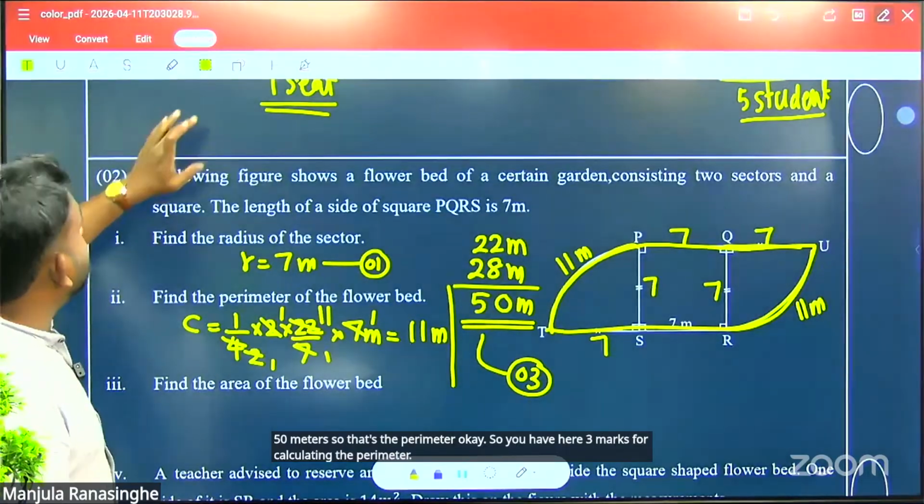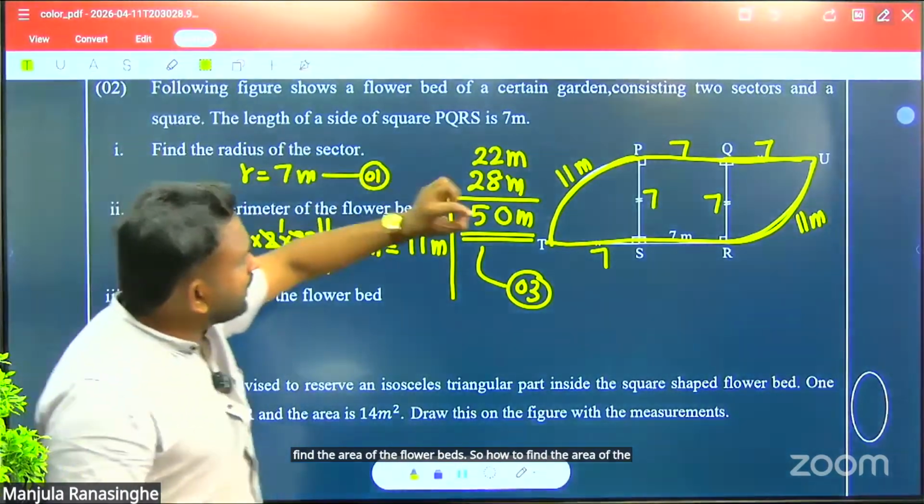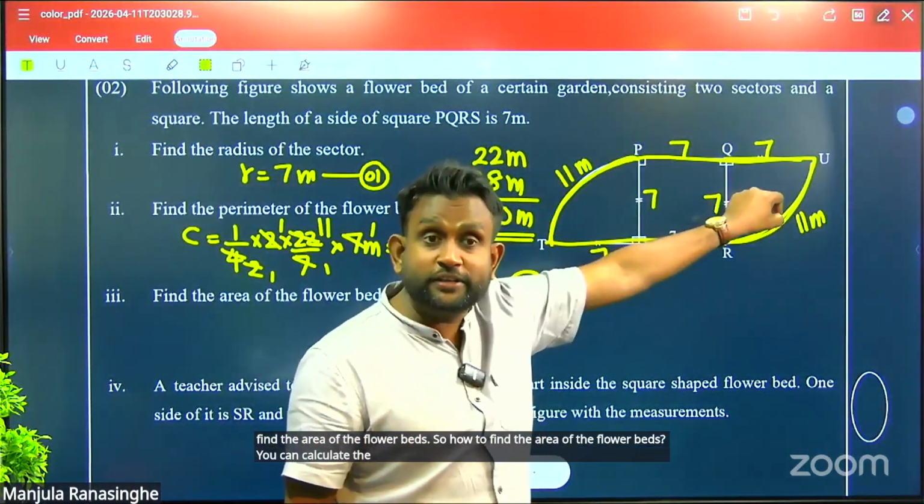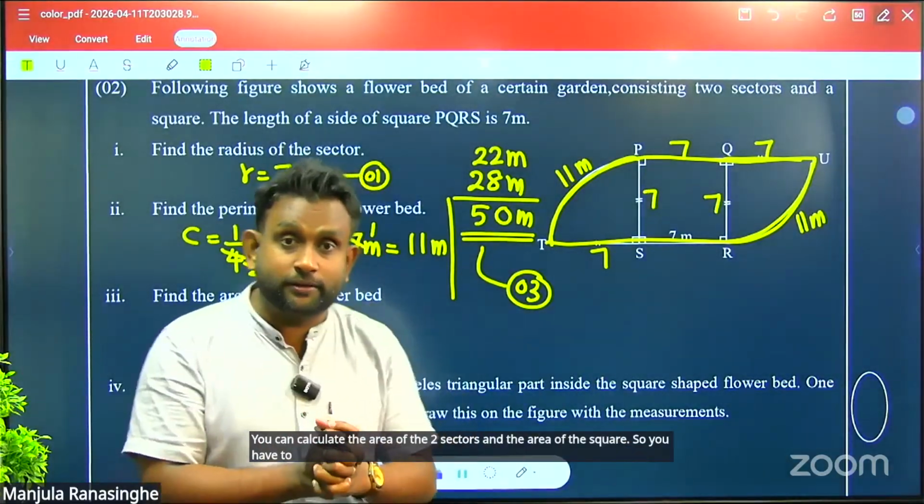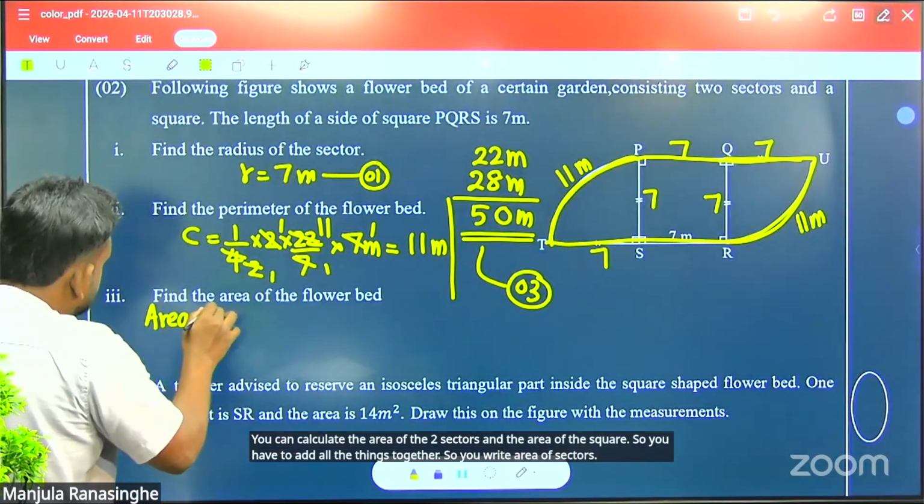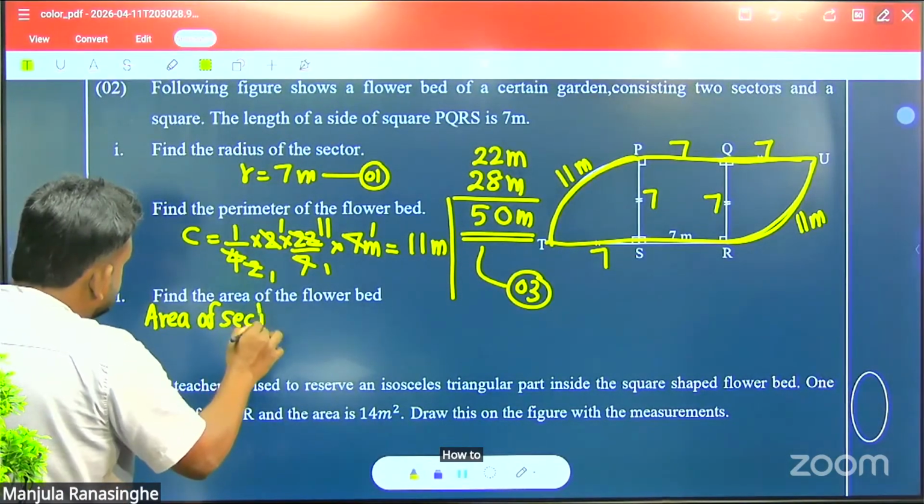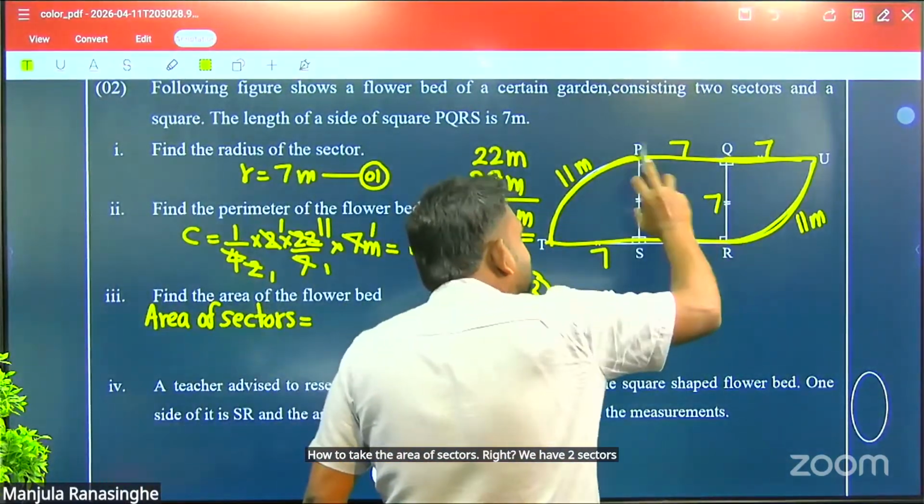Find the area of the flower bed. So how to find the area of the flower bed? You can calculate the area of the two sectors and the area of the square. So you have to add all the things together. So you write area of sectors. How to take the area of sectors, right? We have two sectors, 1 and 2, and then the square.